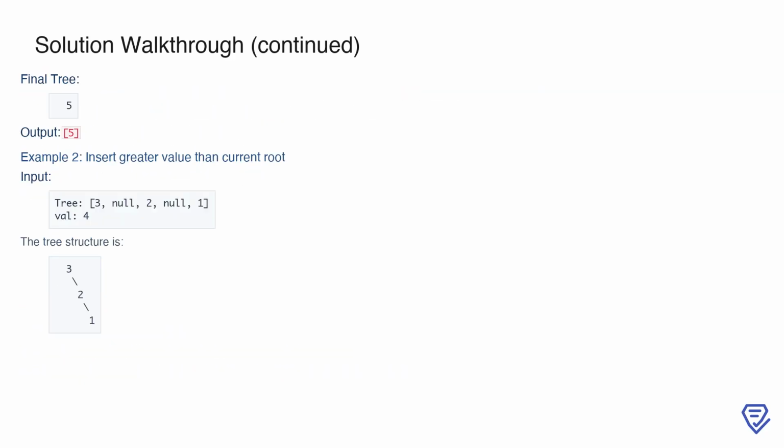The resulting tree from the previous step consists of just the single node with value 5, which is both the root and the only element in the tree. Now, consider a scenario where the new value to insert is greater than the current root. For instance, if the tree starts with 3 as the root and contains a right-skewed structure of values 3, 2, and 1, and we are tasked with inserting the value 4, the process will differ slightly.